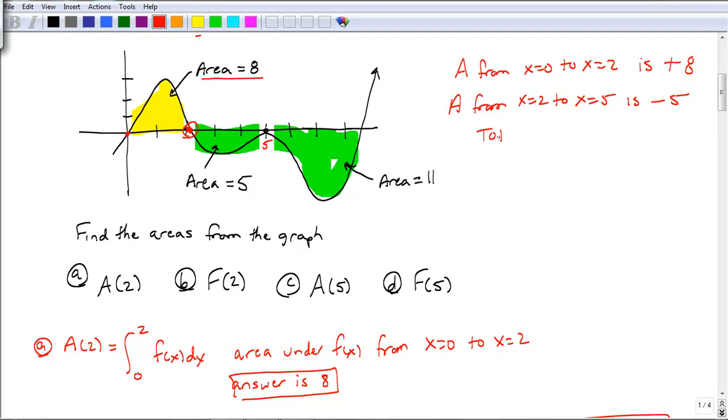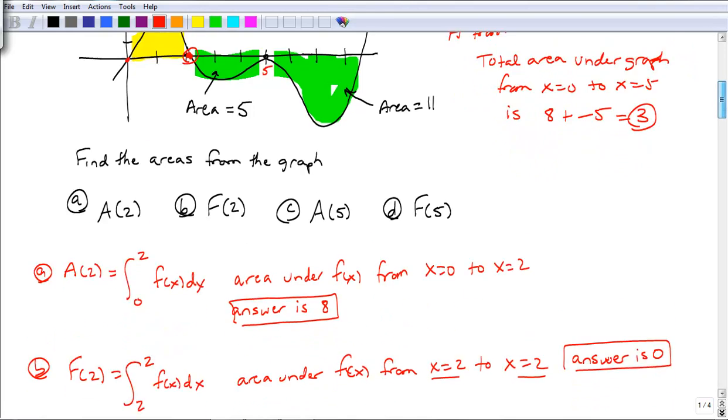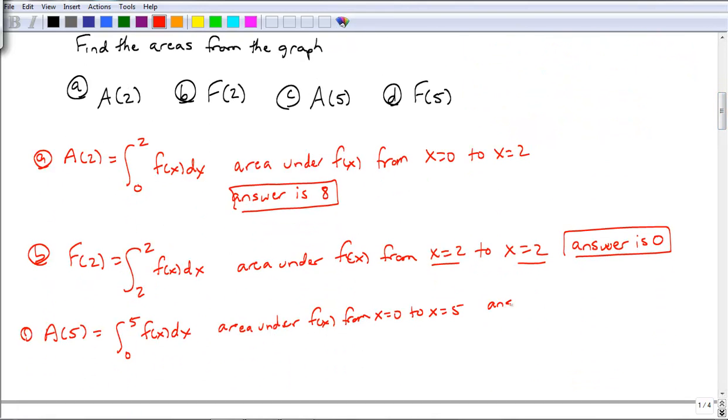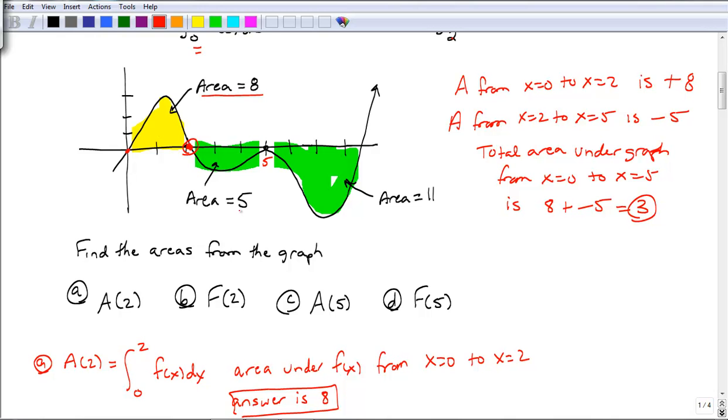So the total area under the graph from 0 to 5 is 8 plus negative 5, which is 3. Notice the area under the x-axis is considered negative. So here the answer is 3 because the area above the x-axis was 8 and below the x-axis was 5. So it becomes 8 minus 5. This is for part C.